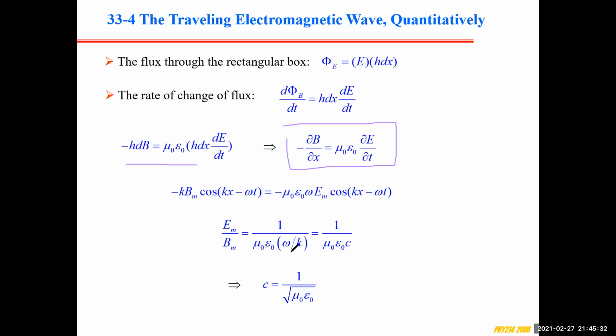And we know that omega over k is equal to c. So this equation is equal to this, and you will get that c is equal to one over the square root of mu naught times epsilon naught. That's how we derive it. From the previous slide we know that it's equal to c, so c squared is equal to this, and that's how you get your c here.